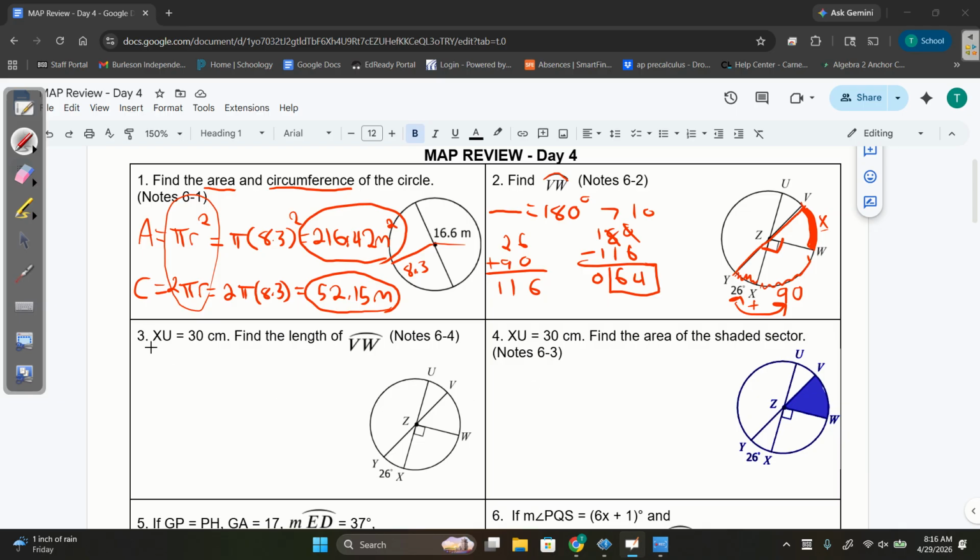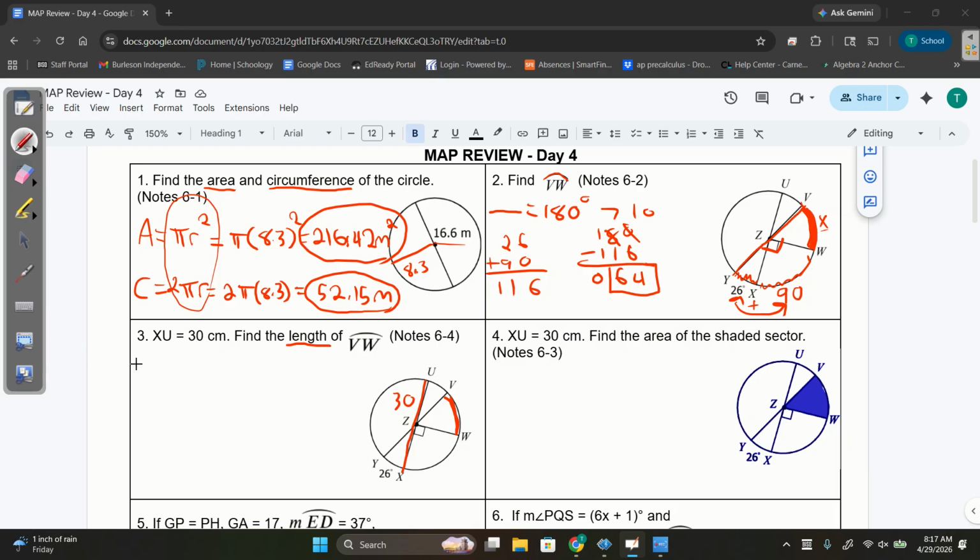Number 3 gives us the line XU is 30 centimeters. Find the length of arc VW. That's the same arc as before. Notice this is the same circle we're dealing with here. Now, before we found the measure of arc VW. That's just the angle. Whenever it says find the length, that's actually finding the physical length of that portion of the circle. So there's a different formula we have to use for that.